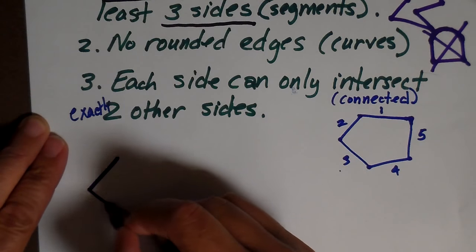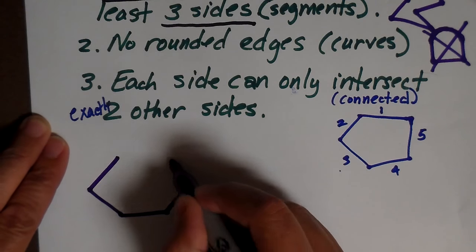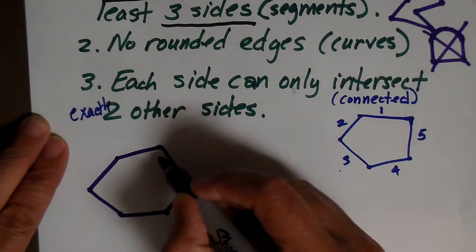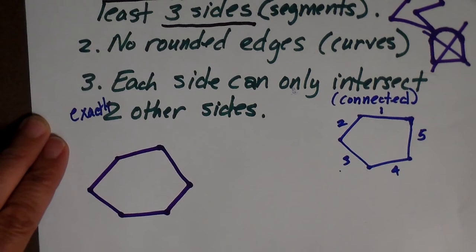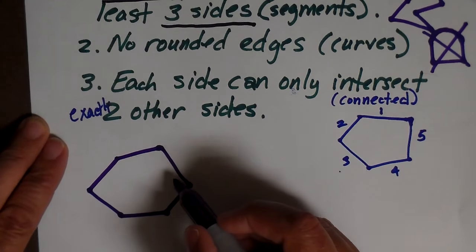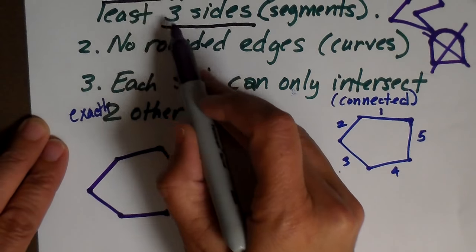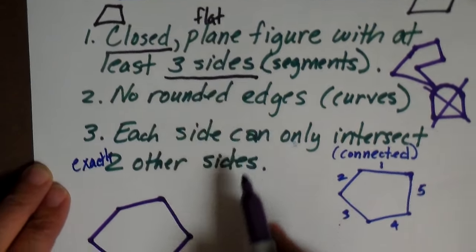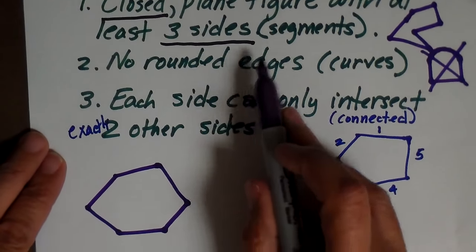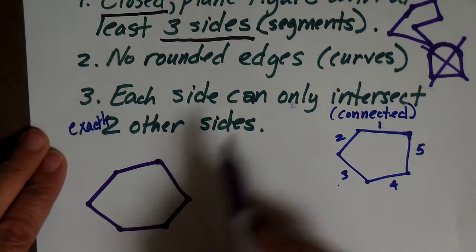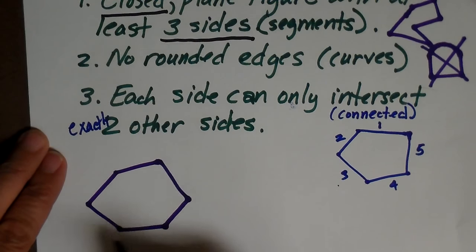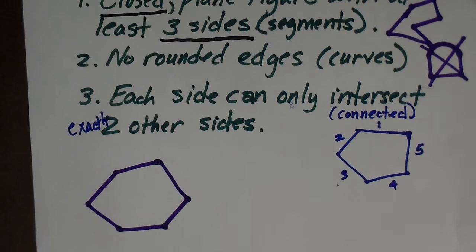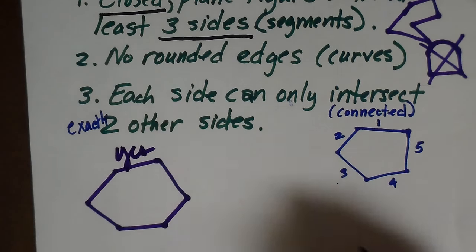So if I were to draw a polygon like this, imagine I can draw straight lines. This is a 6-sided polygon. That's a hexagon. This is a polygon because it's closed. Remember, it's closed. It's flat. It has at least 3 segments that are sides. It does not have any rounded edges, and each side only intersects or connects to exactly 2 other sides. So yes, that would be a polygon.